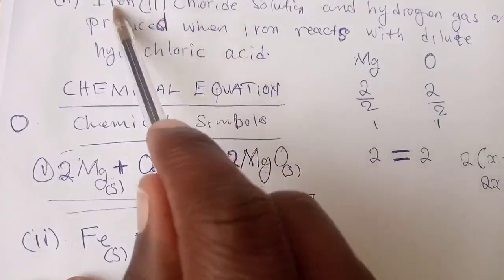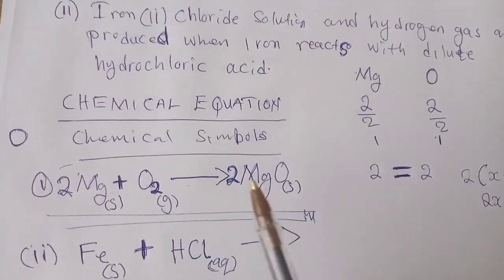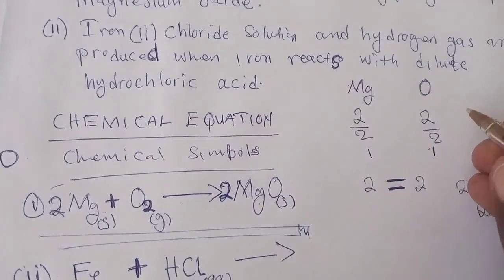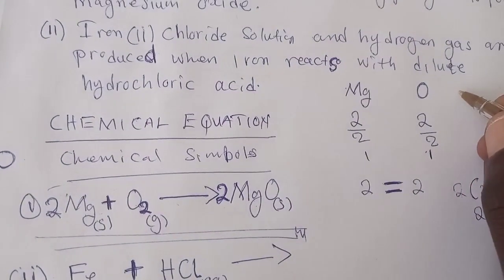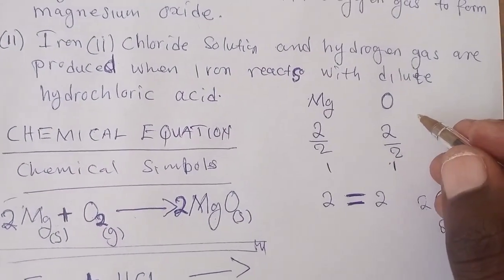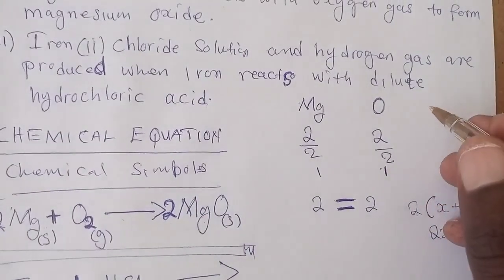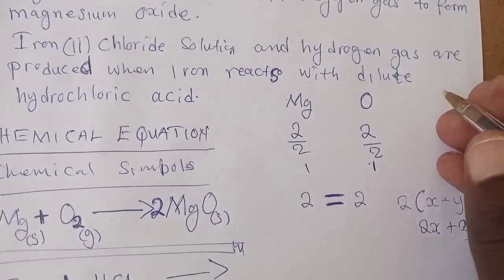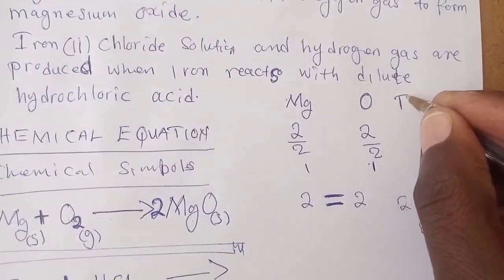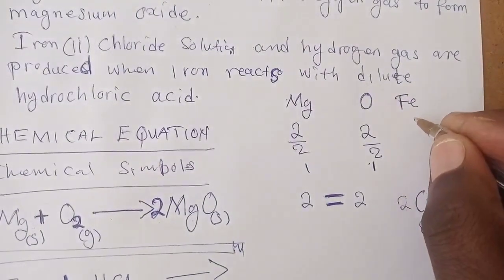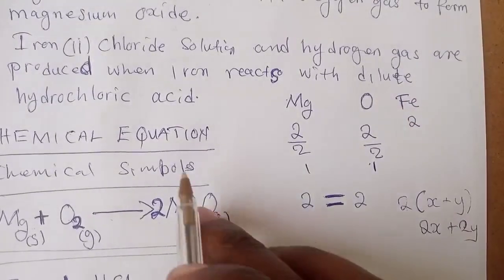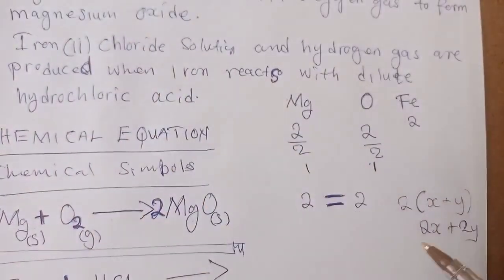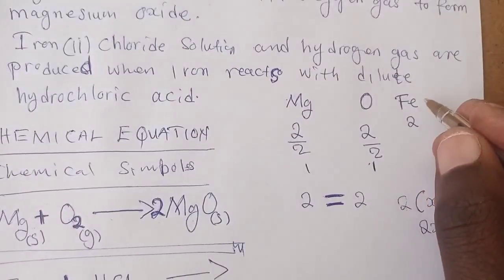So iron 2 chloride. If you remember how I taught you iron 2. So iron 2, meaning that it has a valence of what? Of 2, because it is a metal, a transition metal. So they are saying that iron has a valence of 2. So iron 2 chloride means that it reacted with what?